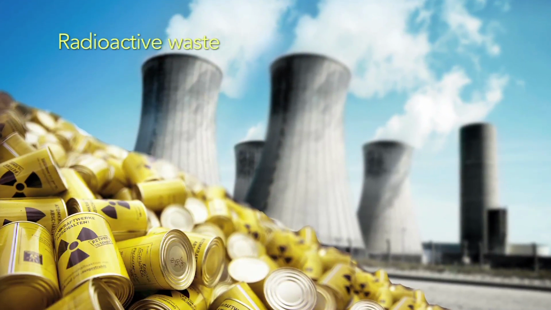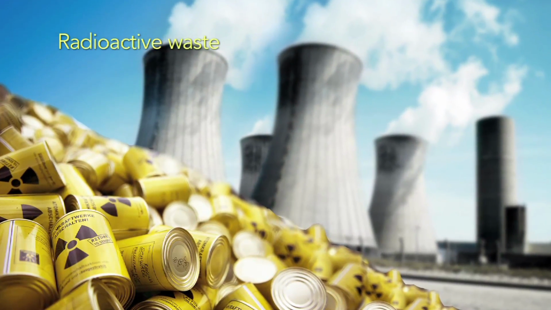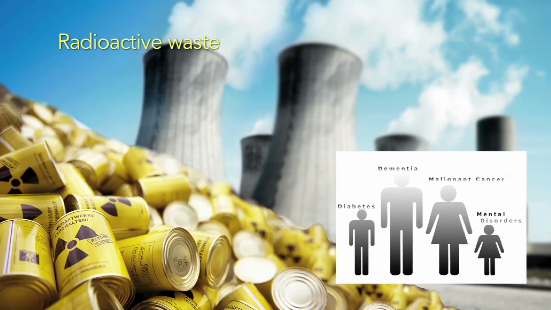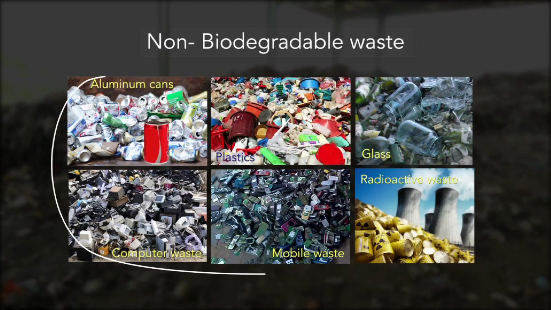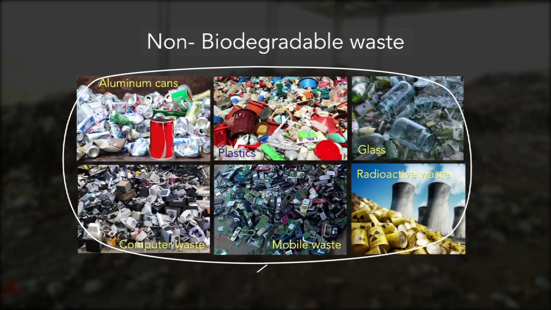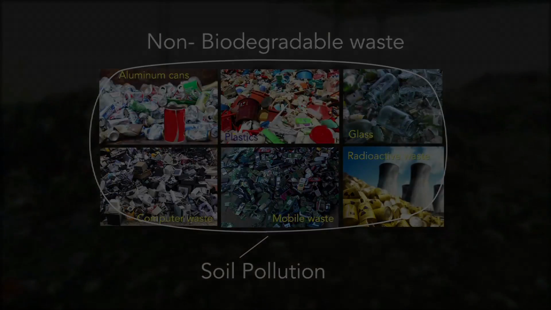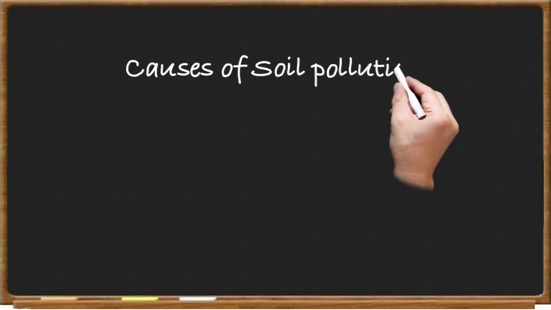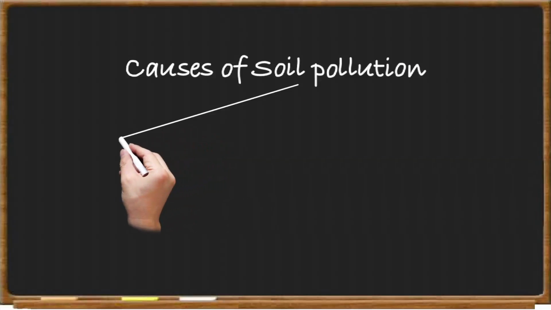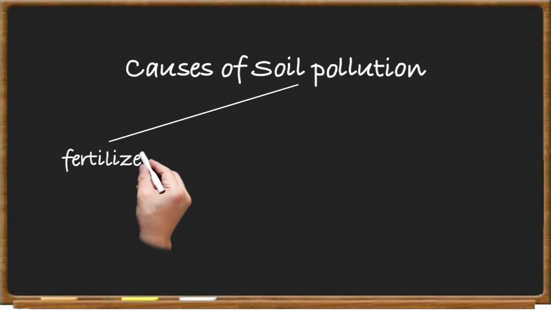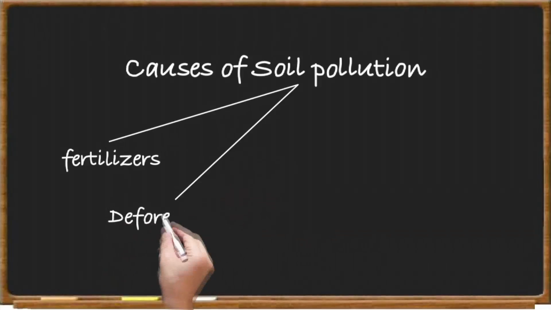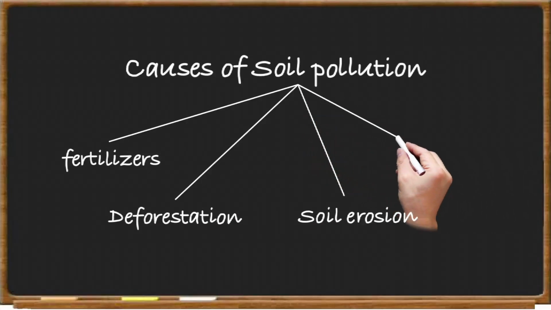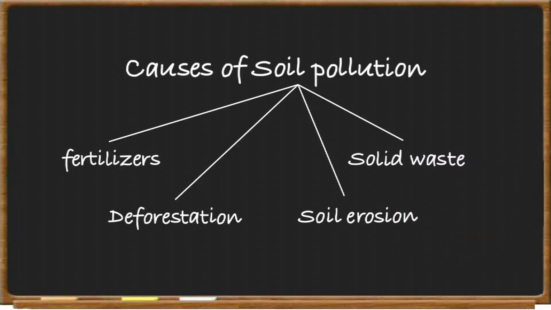Radioactive wastes produced during nuclear reactions take a long time to decay and are harmful to human beings. These directly contribute to soil pollution. Causes of soil pollution. Pollution in soil is associated with indiscriminate use of fertilizers, etc., deforestation, soil erosion, and dumping of large quantities of solid waste.